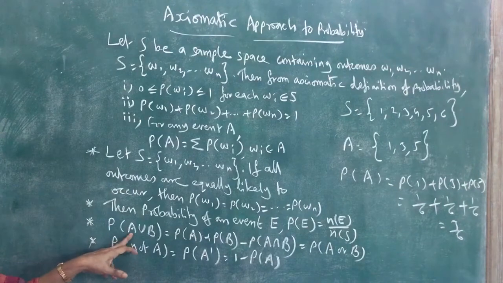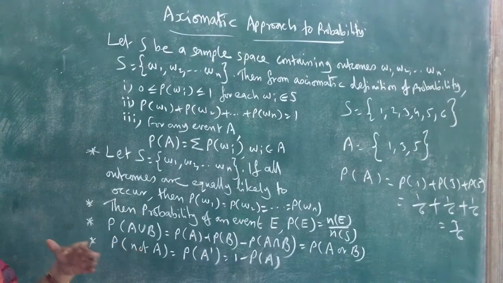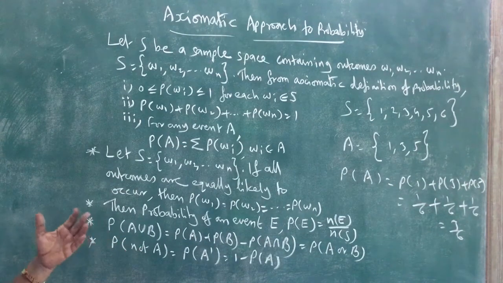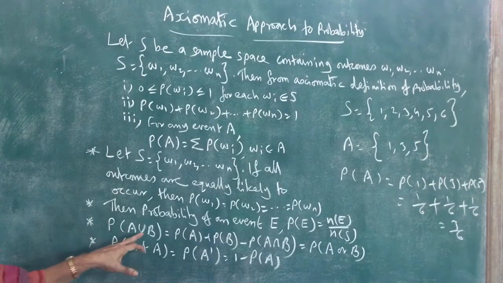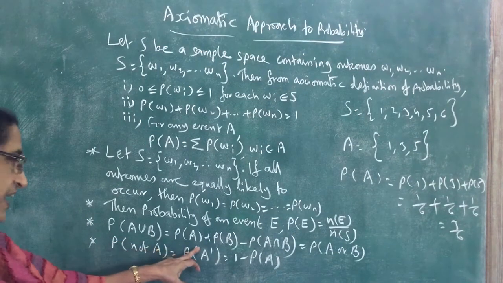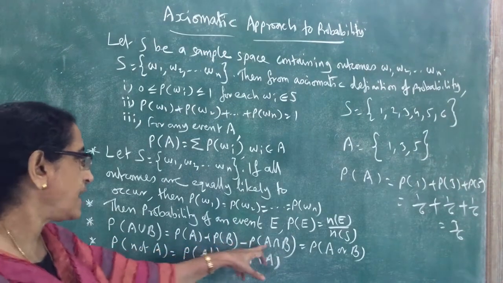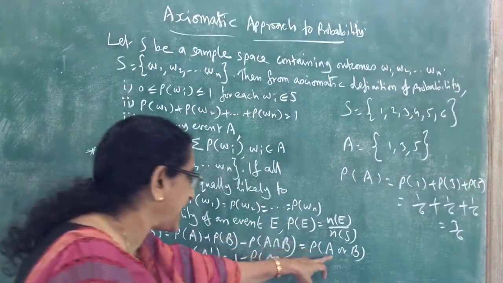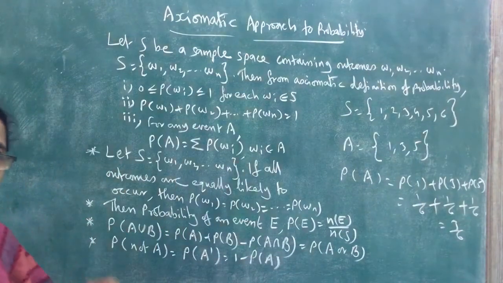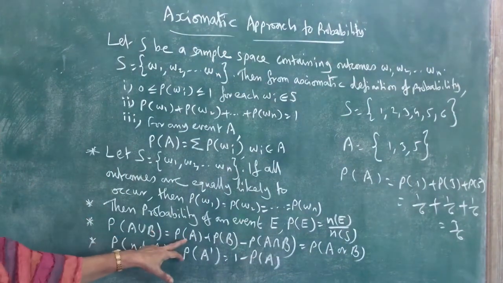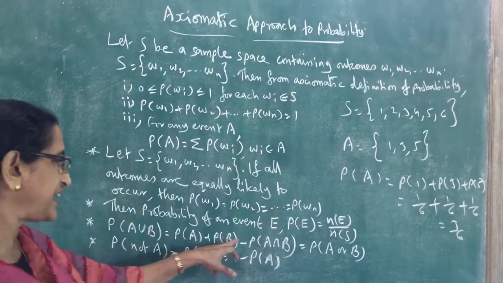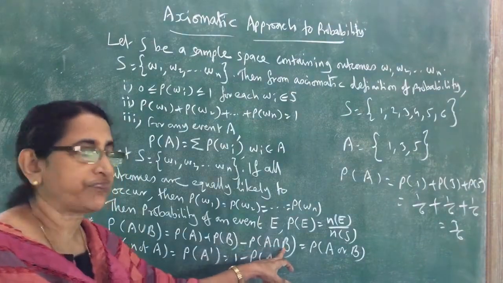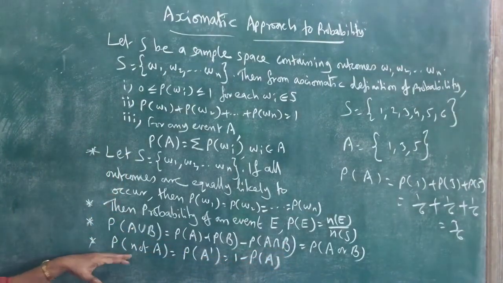Next point, probability of A union B. If A and B are any two events associated with an experiment, probability of A union B equals probability of A plus probability of B minus probability of A intersection B. So A union B is the same as A or B. So probability of A or B equals probability of A plus probability of B minus probability of A intersection B.